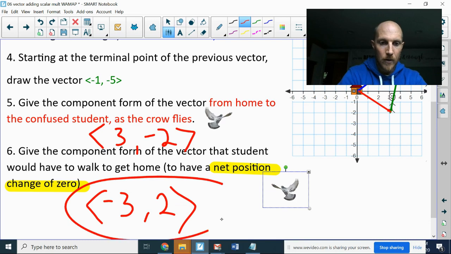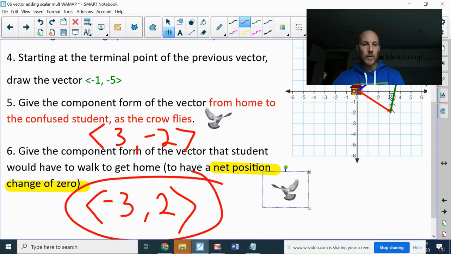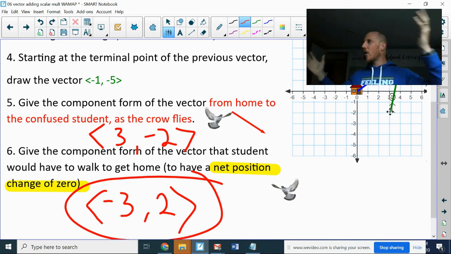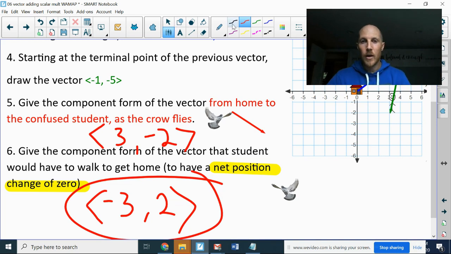So if you know the resultant, like we found in question 5, to get a net position change of 0, it's going to be the opposite of the resultant. So if there was no pigeon ever, it was just the student, then we could have the student wandering off in the blue direction, the student wandering off in the green direction, and then they say, oh, where's my house? Okay, I see my house. In order to get to the house, just ignore the pigeon this time. I need to go -3, +2.